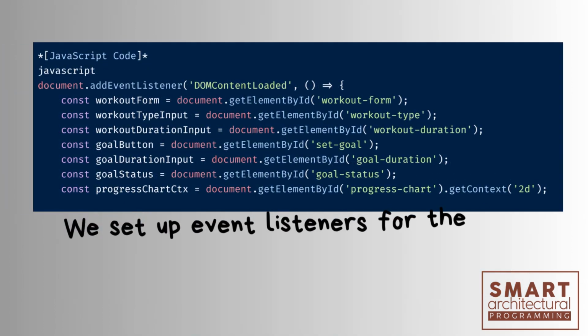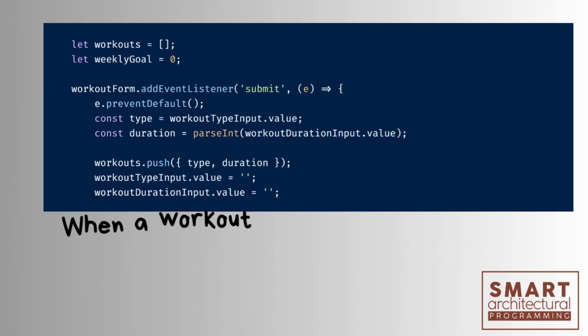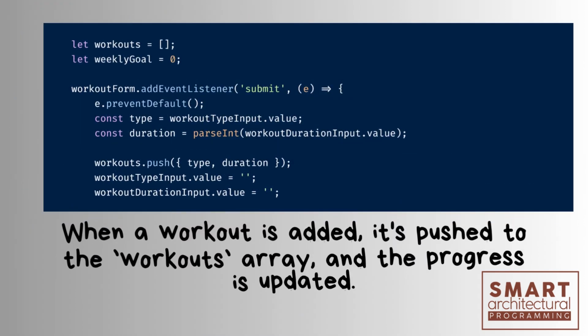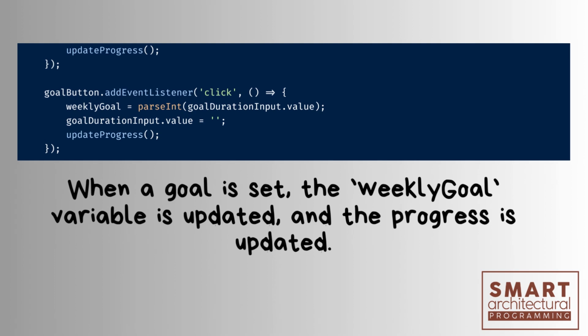1. We set up event listeners for the form submission and goal setting buttons. 2. When a workout is added, it's pushed to the workouts array, and the progress is updated. 3. When a goal is set, the weekly goal variable is updated, and the progress is updated.